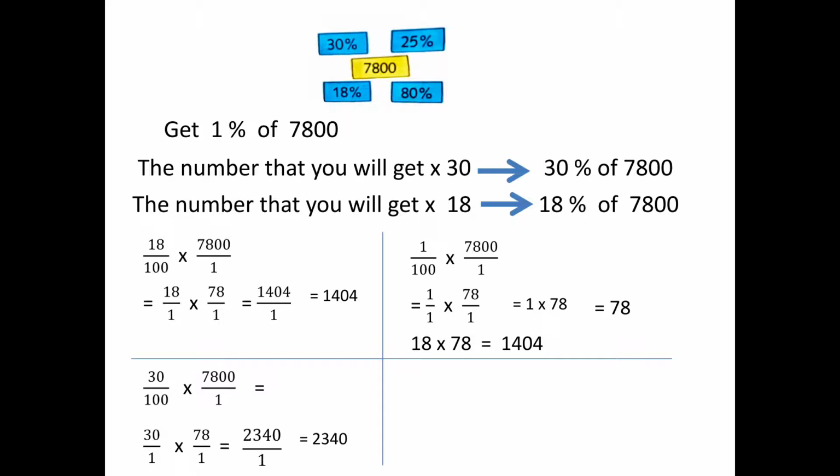Let's do this with the new way. What is the new way saying? Take the number that you got from the 1% multiplied by 30. So the number that I have from the 1% is 78. So to get 30% of the same number, multiply the 30 by the number that you got from the 1%, which is 78. It will give you the same answer.